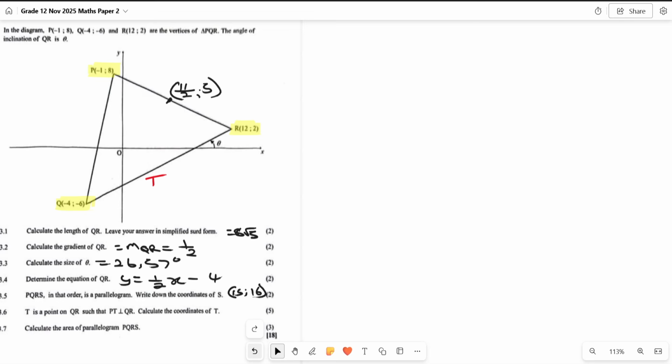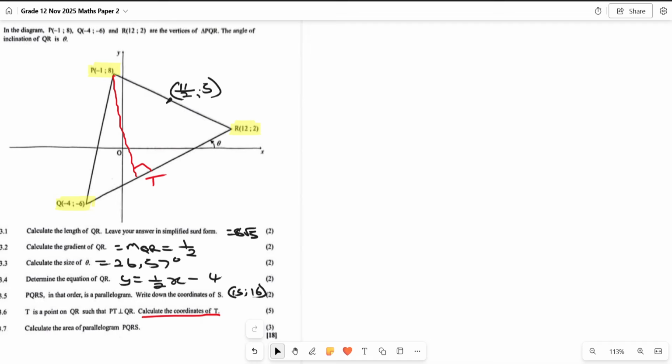Let me just draw that. Pardon me, guys. Forgive the hand. Okay, let's just try to have a perpendicular line like that. Voila. Now it has to be perpendicular, obviously, as they say T is a point such that this is what's happening. Now, what is the question that they're asking? They want us to calculate the coordinates of T.